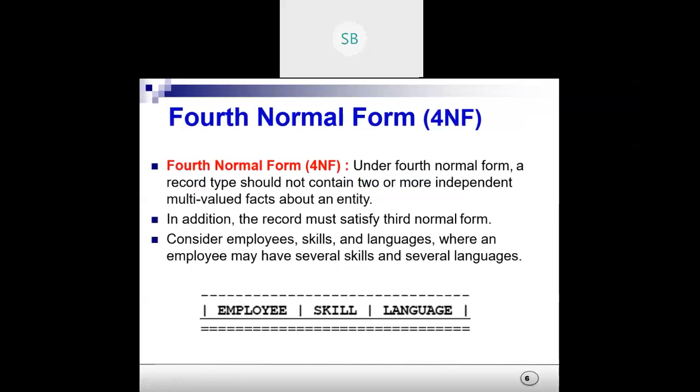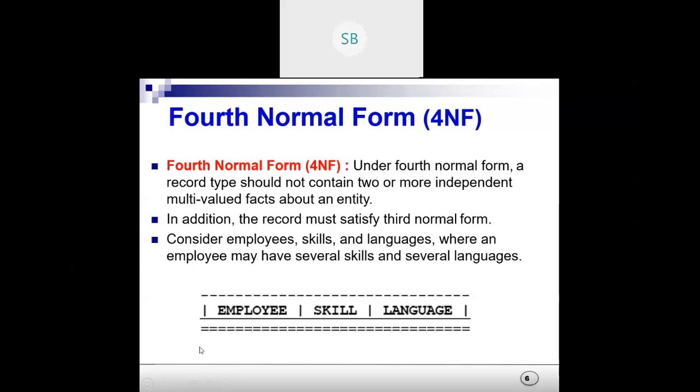Now under fourth normal form, a record type should not contain 2 or more independent multivalued facts about an entity. In addition, the record must satisfy the third normal form. Obviously, if it is in fourth normal form, the table must be in third normal form. And always remember, the table must be in third normal form, and the record type should not contain 2 or more independent multi-value data.